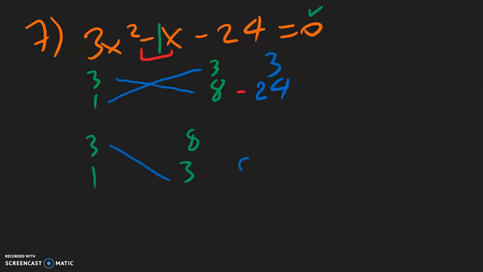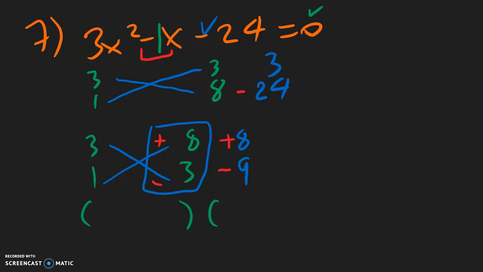3 times 3 is 9. 1 times 8 is 8. Start with the bigger number, so the bigger number is going to be a negative. Negative 9 plus 8 is a negative 1, so that looks good. Copy this over. Then double check this. A positive times a negative is a negative 24, so that's good.